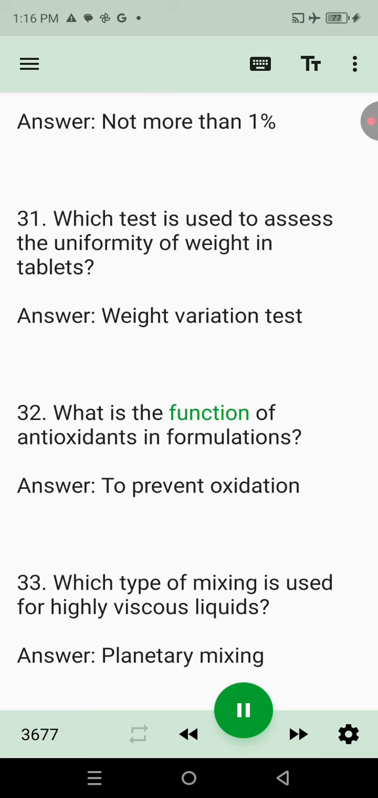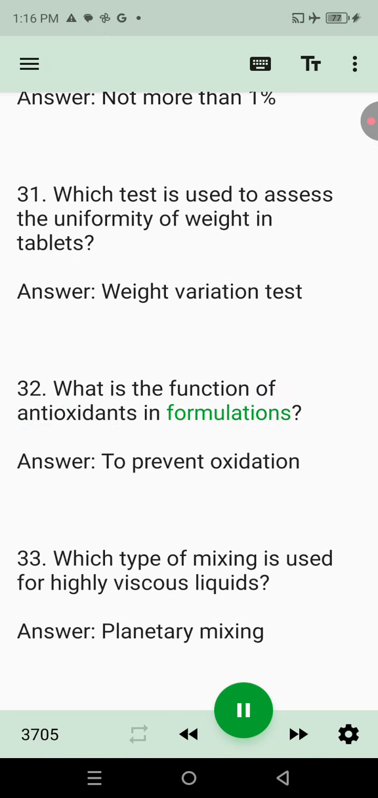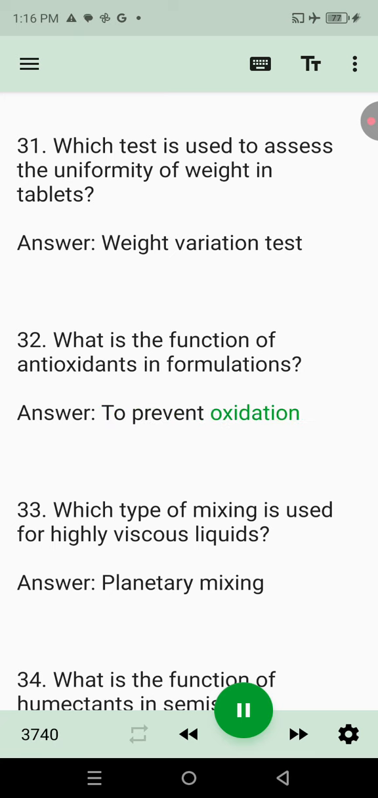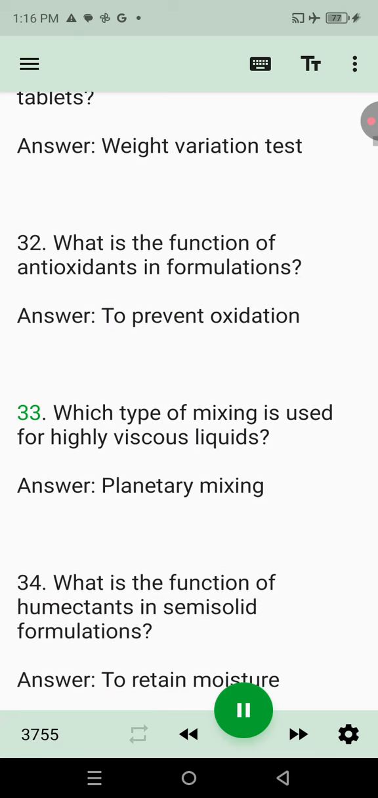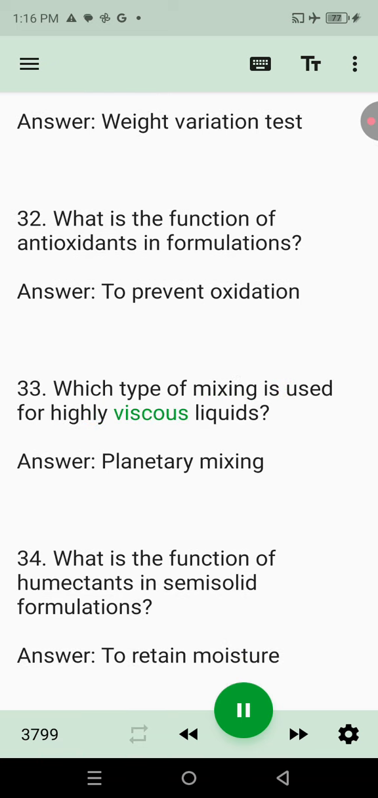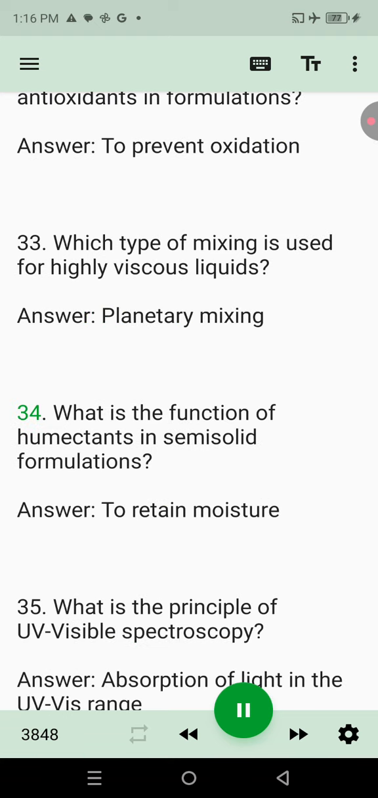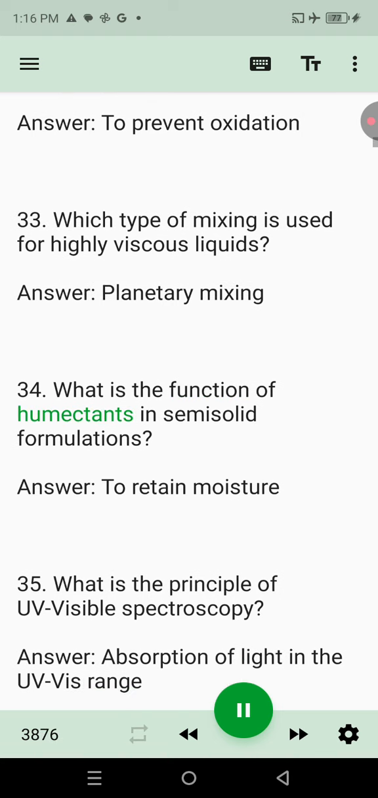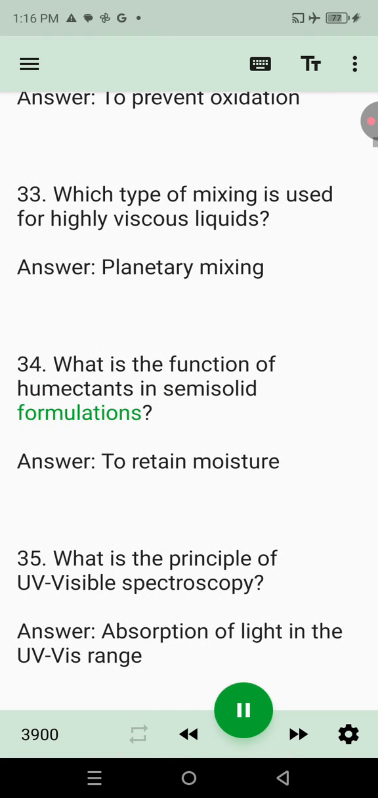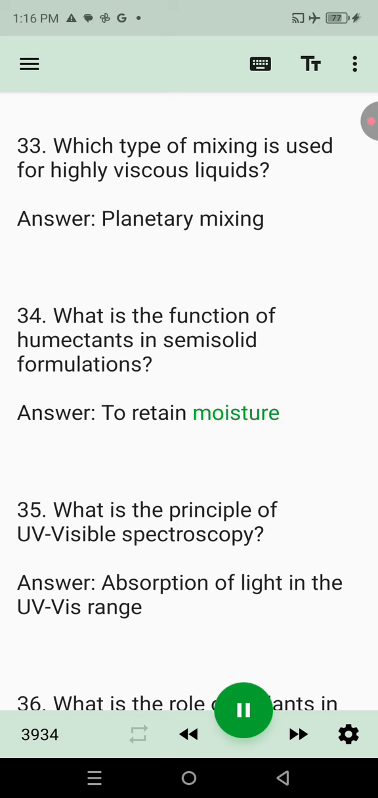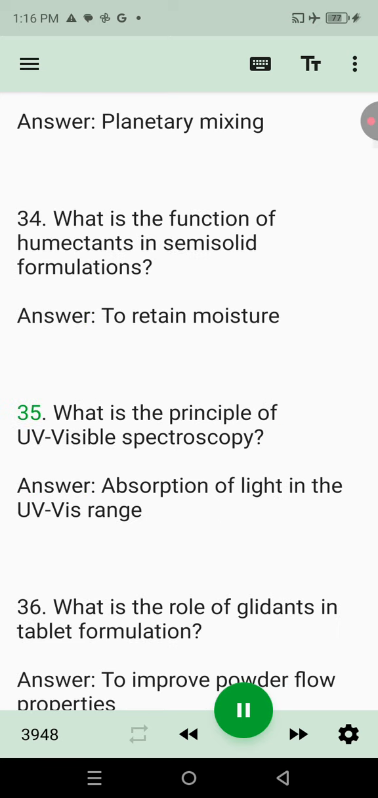32. What is the function of antioxidants in formulations? Answer: to prevent oxidation. 33. Which type of mixing is used for highly viscous liquids? Answer: planetary mixing. 34. What is the function of humectants in semisolid formulations? Answer: to retain moisture.